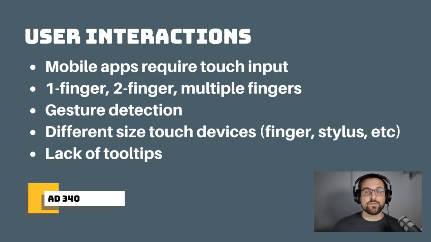Another interesting thing is when we look at a mobile app, we don't generally have a lot of tooltips. And we don't have a mouse to scroll around and highlight things to give us hints as to what a button might do. So we have to build really intuitive UIs that help guide the user into common interactions and functionality.